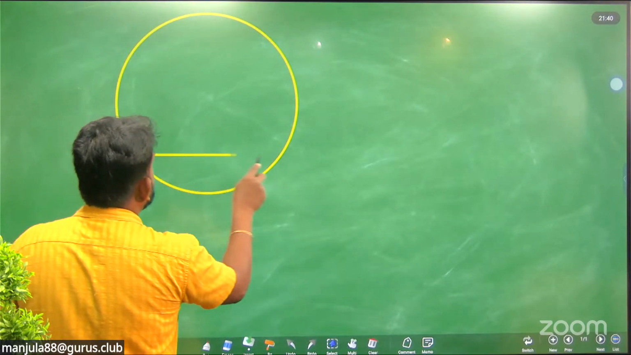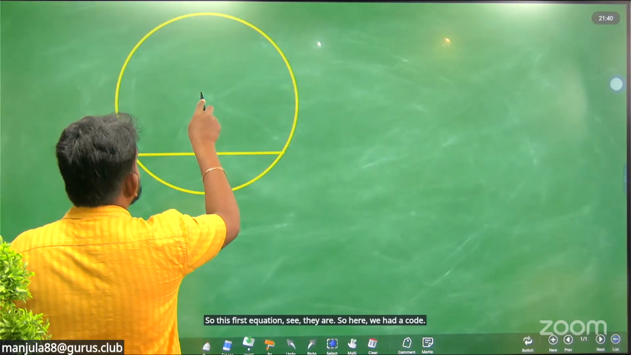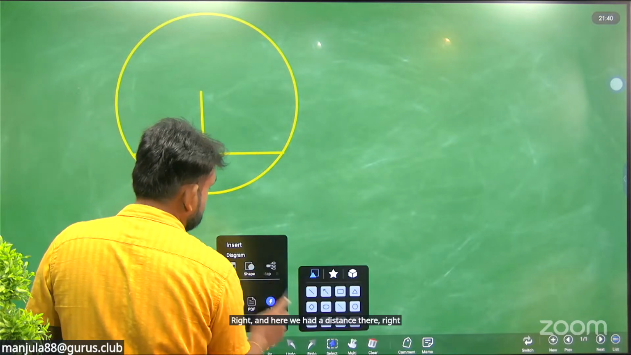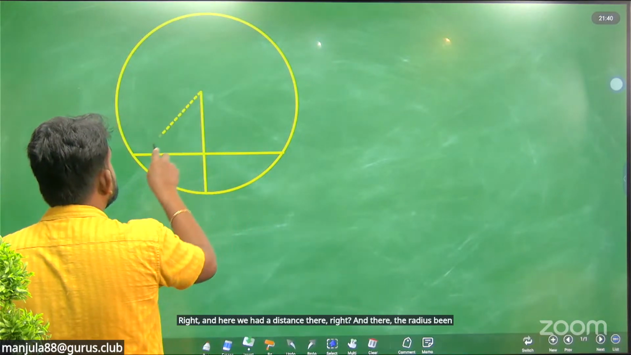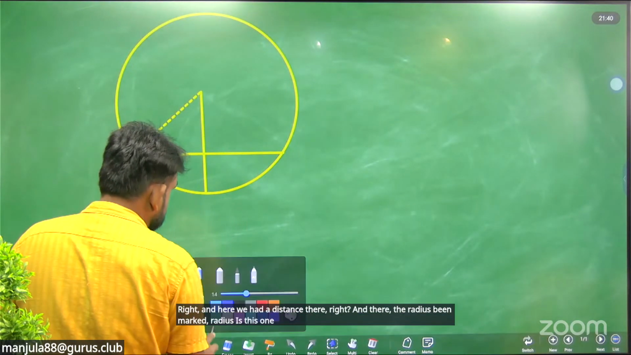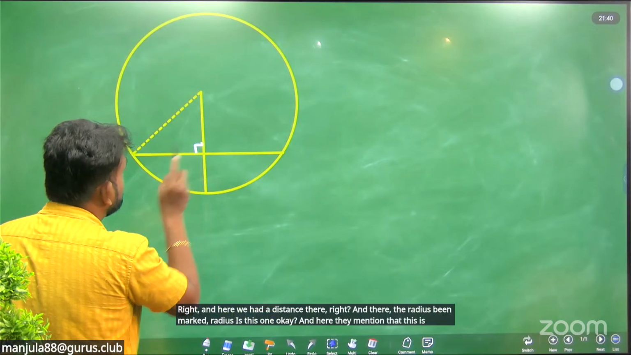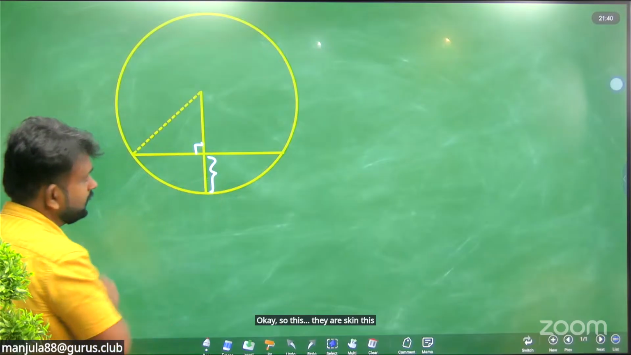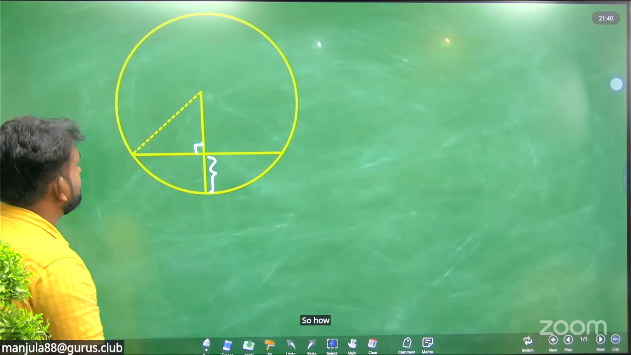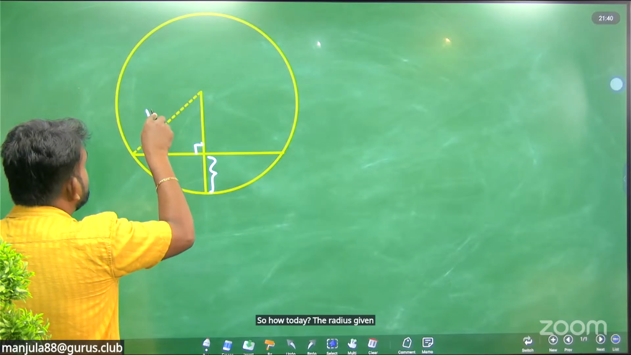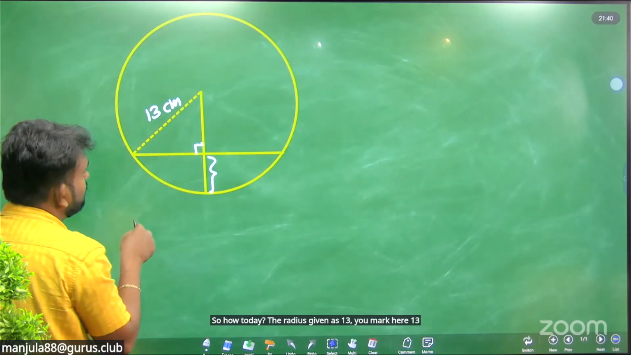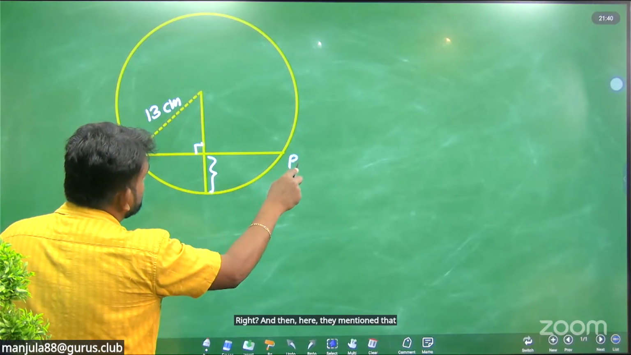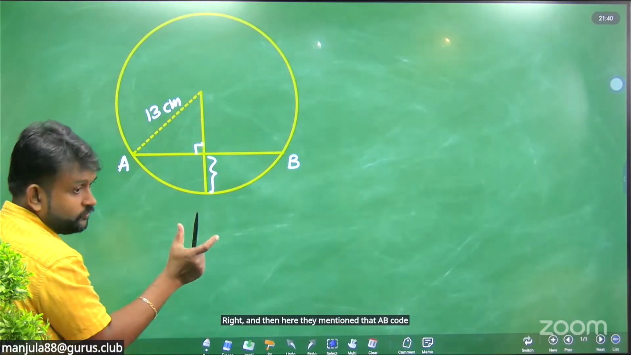So here we had a chord, right? And here we had a distance, and there the radius is marked. Here they mentioned that this is 90 degrees, and they are asking for this length only. So how to take the radius given as 13: you mark here 13 centimeter. And then they mentioned that the chord AB is 24 centimeter.